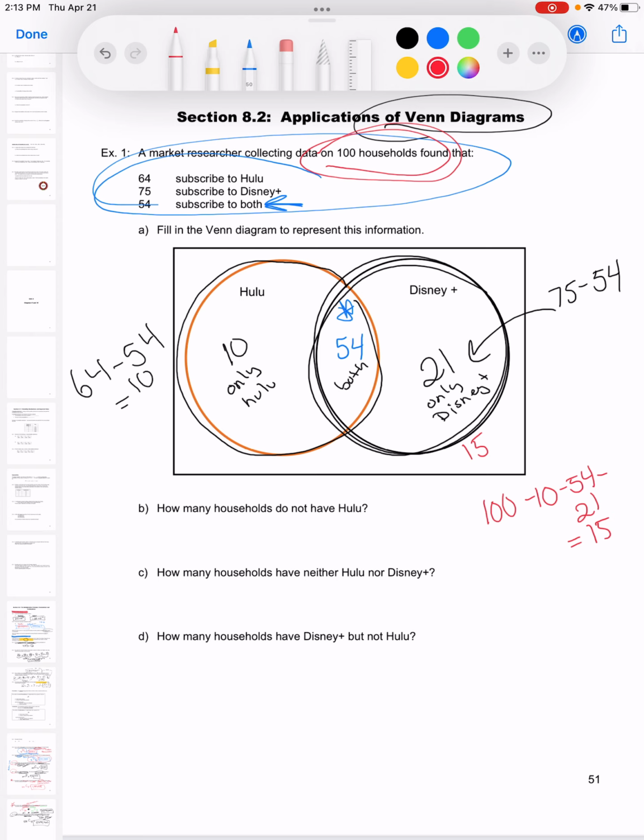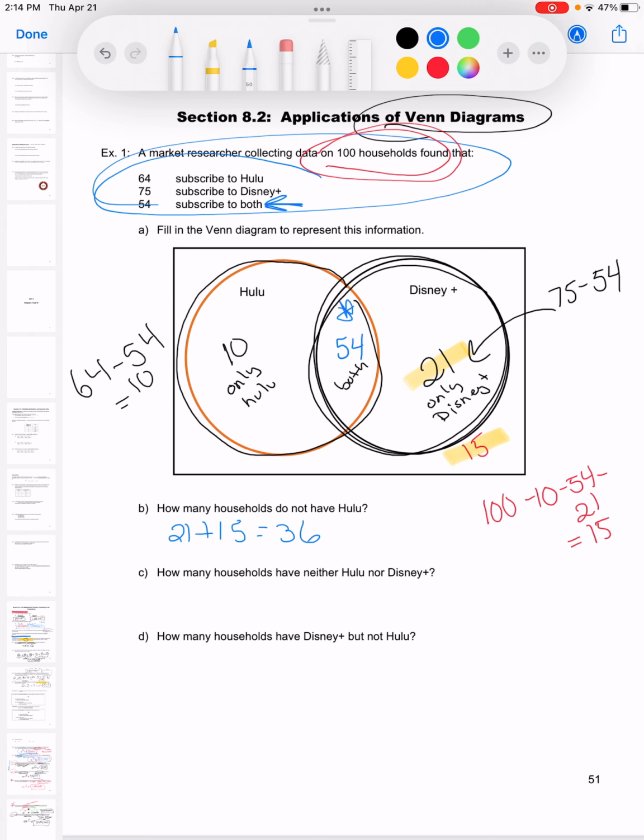How many households do not have Hulu? There are a couple different ways to get this, but one way is to add up everyone that's not in the Hulu circle. So I could add up the 21 plus 15 to give me 36. You could also use a subtraction way to get there as well, but anything with not in it usually has more than one way.